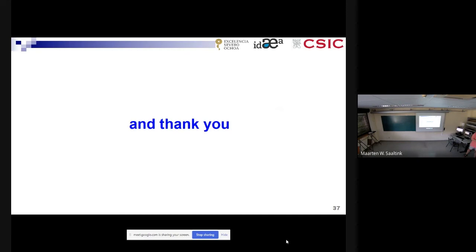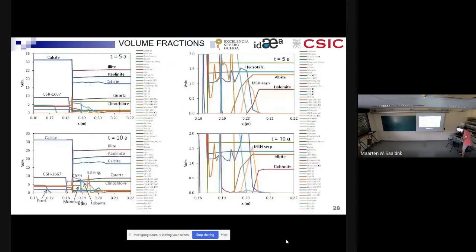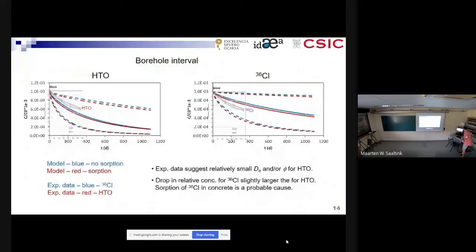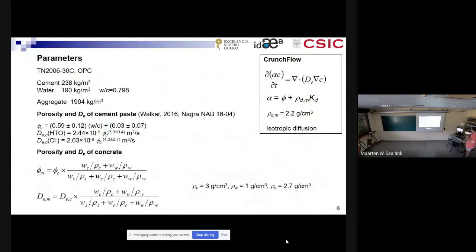Questions regarding slide number 6. Yes, there is concrete, but concrete is made of cement and aggregates. You have porosity in the cement and porosity in the concrete. How does it work? If I understand well, this porosity in the cement is 4.59, or whatever. This is the cement base. Yes, just purely the cement part.